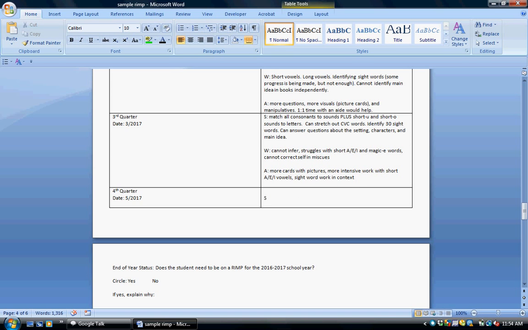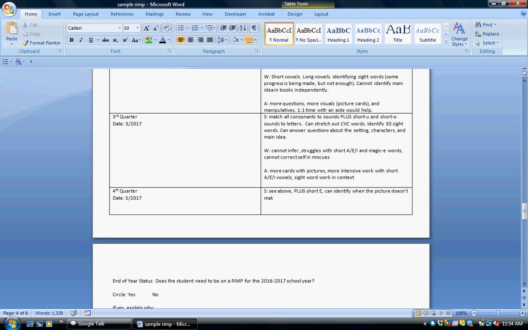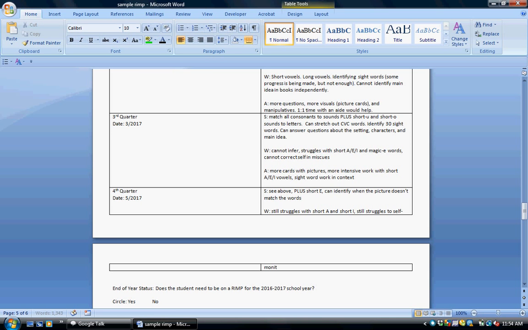Fourth quarter, strengths: see above, plus short E, can identify when the picture doesn't match the words. And then we've got weaknesses: still struggles with short A and short I. Still struggles to self-monitor. That's okay that it went down there.